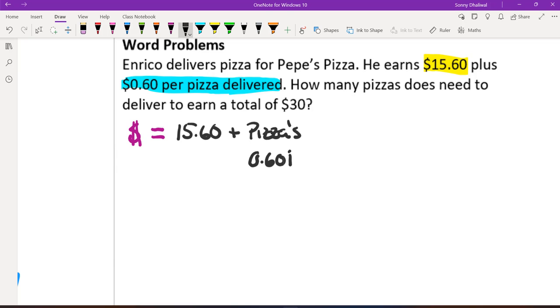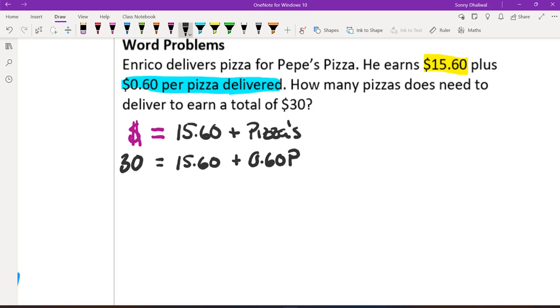So we don't know how many pizzas he's going to deliver, so I'm going to just put down a P there for that, right? And so I'm going to fill out the rest of this equation, $15.60. And now the question's asking us, hey, he wants to earn $30. So that's how much his wage is. So we just created an equation, all right? And there's not going to be any general formula that I can tell you that everything's going to fall in line. It really depends on the context of the question, right?